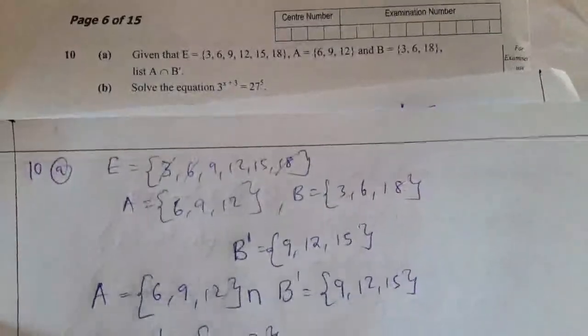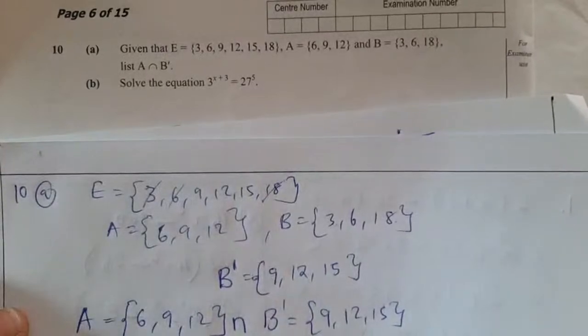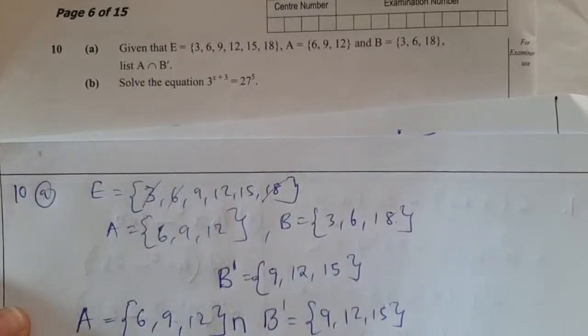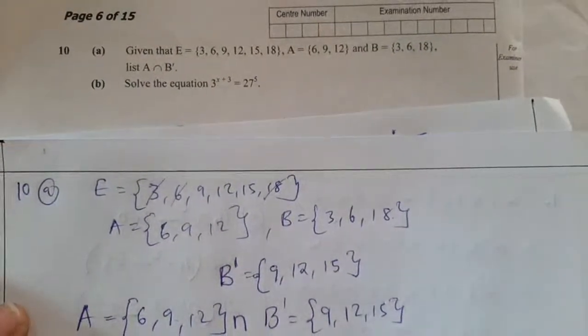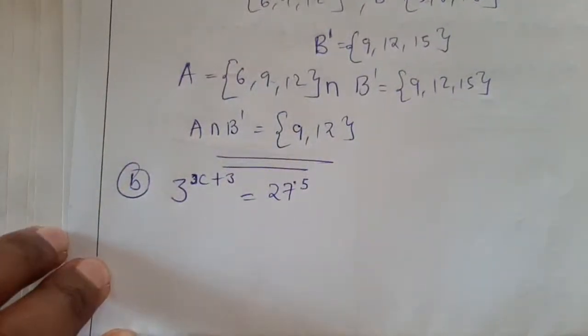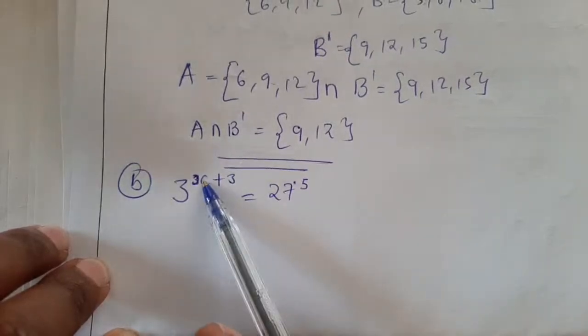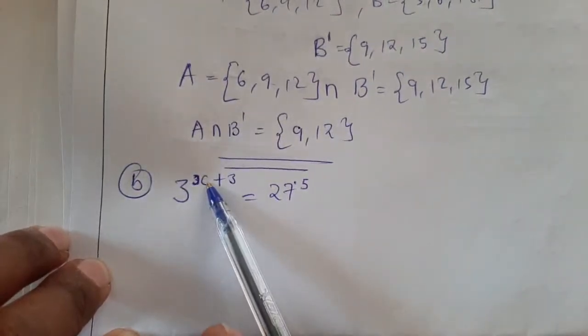Okay. We go for B. B is saying solve the equation 3 to the power x plus 3 equals 27 to the power 5. When they say solve the equation, just like we've been saying, they simply mean find the value for that particular variable which is given in that expression. In this case, we have letter x here. So they are asking us to find the actual value for x. That is why they are saying solve the equation.